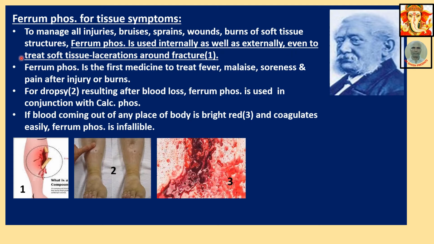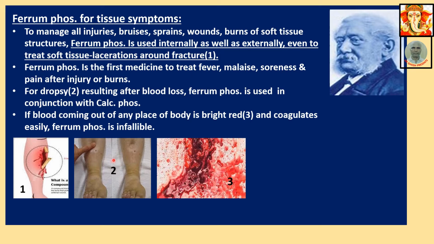Even to treat soft tissue laceration around a fracture, note this is a fracture, and here the bone has come out, and there are lacerations of tissues. First medicine, Ferrum phos. Ferrum phos is the first medicine to treat fever, malaise, soreness, pain after injury, burns. Very many times after injury or serious burn, fever comes. Very much malaise, there is tremendous weakness, soreness, you cannot touch body parts, and severe pain.